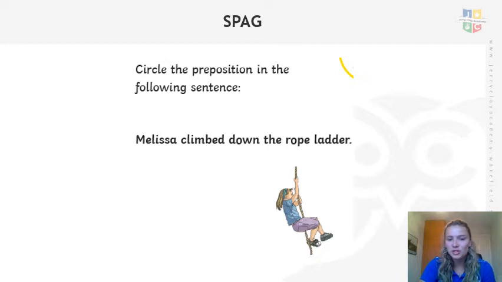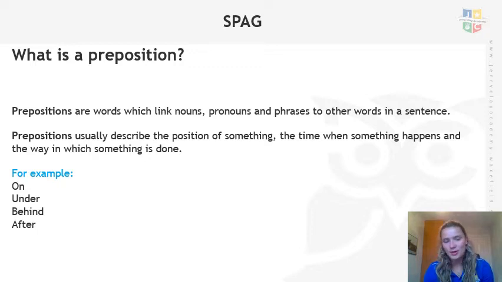Okay, so if you did know this, the preposition was the word down, and we're going to explain why that is. So what is a preposition? A preposition is a word that links nouns, pronouns and phrases to other words in the sentence. A preposition usually describes the position of something, so where something is or when something is happening. For example, on, under, behind or after. They're just a few that you could use.